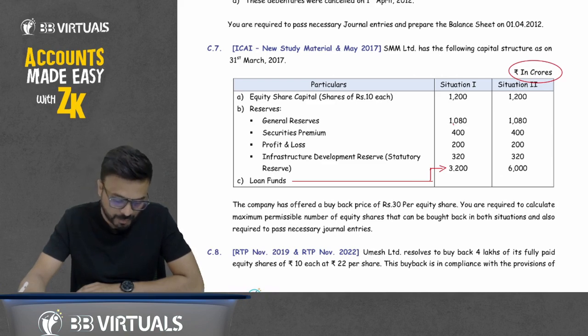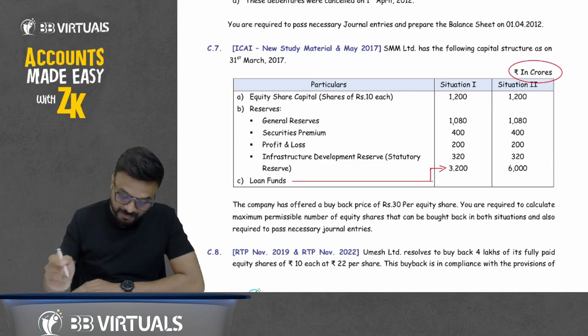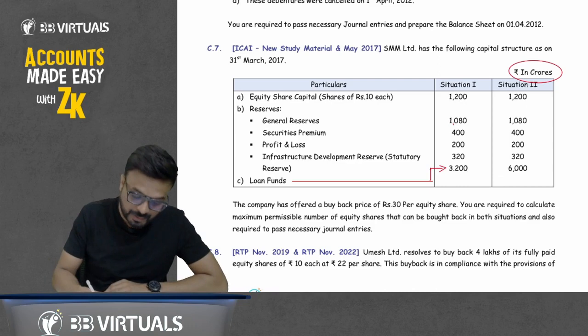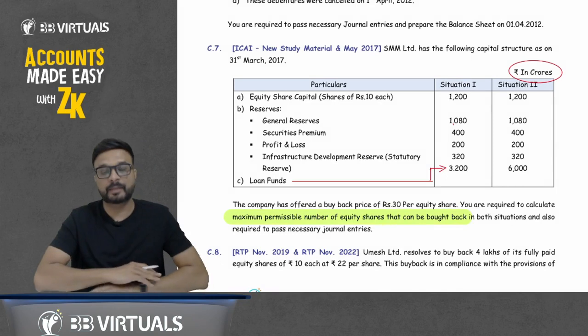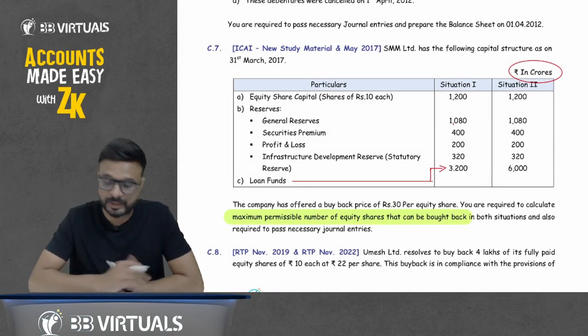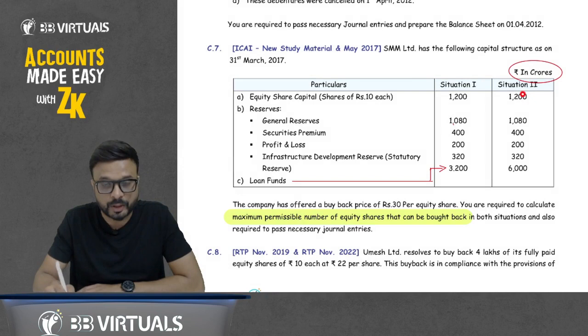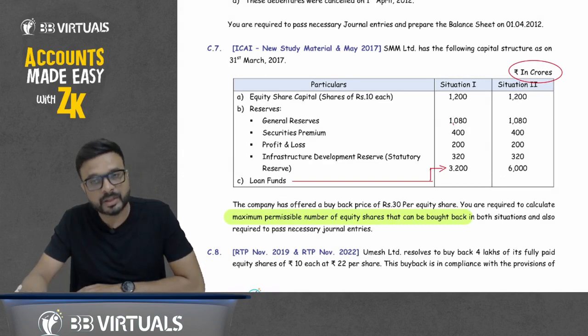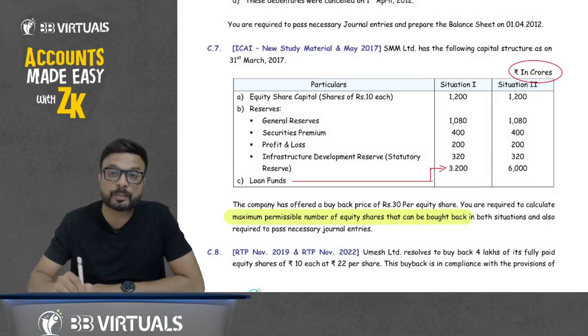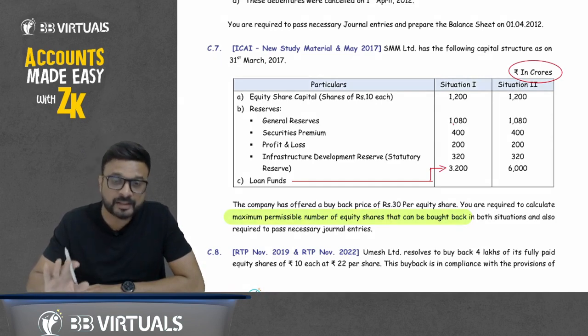You are required to calculate the maximum permissible number of shares that can be bought back in both situations, and also pass journal entries. So we have to first calculate the maximum number of shares that can be bought back in both situations. It means those three tests: resource test, shares outstanding test, and debt equity ratio test. We have to do the calculation under both situations, and after that we have to pass journal entries.